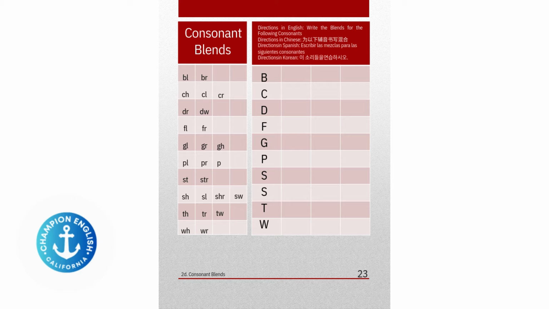Then we have the g. Under the g, we have three sounds, which are gl, gr, and g, like ghost. So for those sounds, write down each sound and say them out loud. For the P, we have three sounds, which are pl, pr, and yes, I see I put a p there again. So go ahead and write down those sounds and say them out loud.